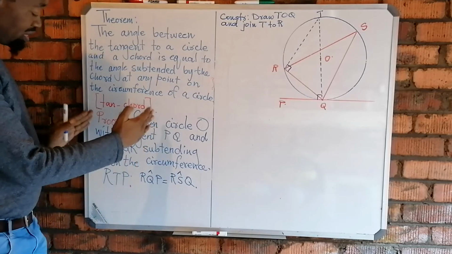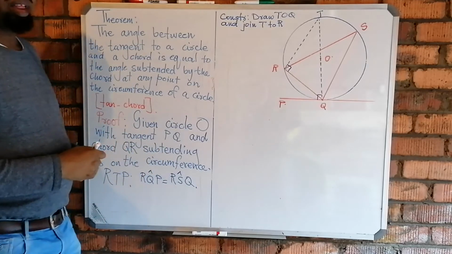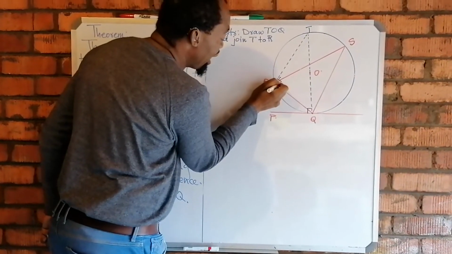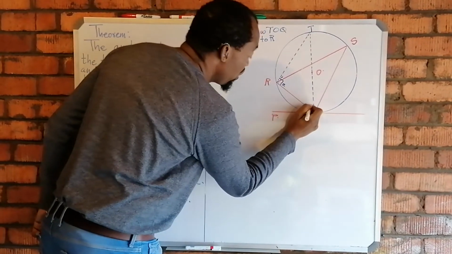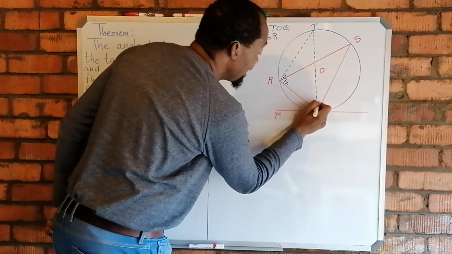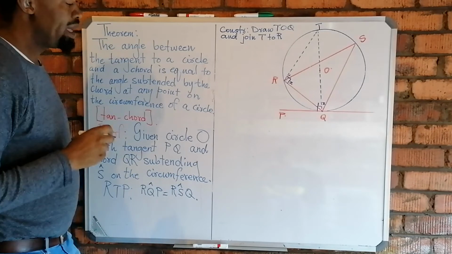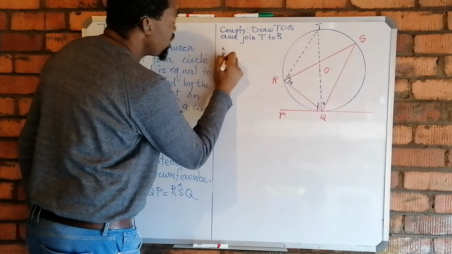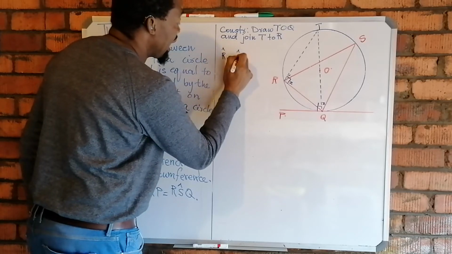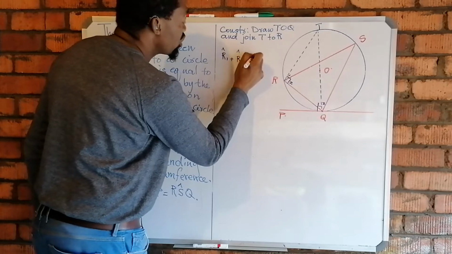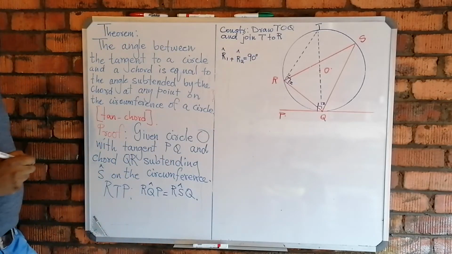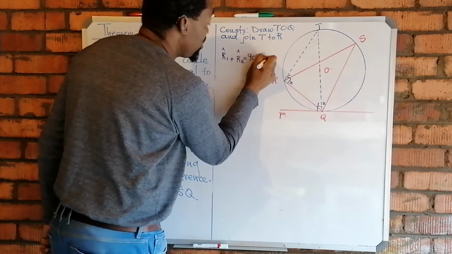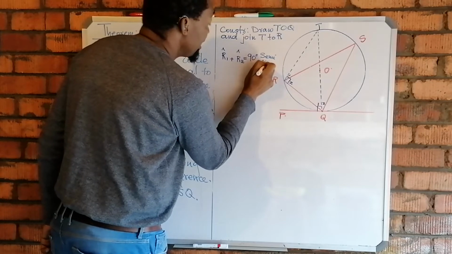Let's prove this theorem now. The proof to it: I'm going to say this is angle R1 and this is angle R2, that is angle Q1, that is angle Q2. Now, I'm going to start by saying angle R1 plus angle R2 is equal to 90 degrees. How do I know that? It is subtended by the diameter. Remember, we just say semicircle.